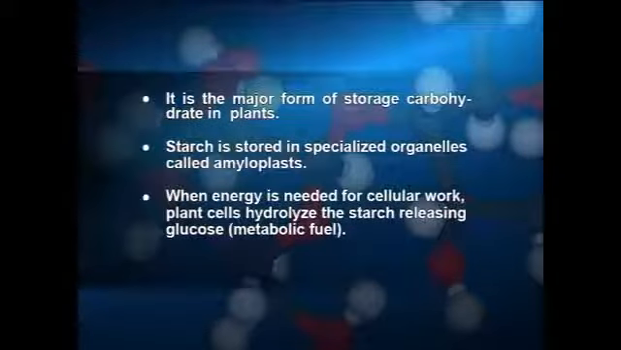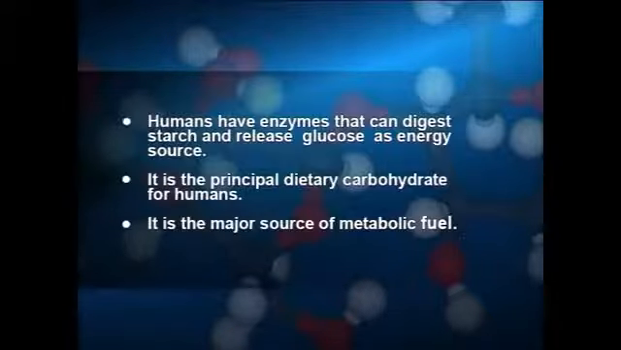Functions of starch. Let us highlight the major functions of starch. It is the major form of storage carbohydrate in plants. Starch is stored in specialized organelles called amyloplasts. When energy is needed for cellular work, plant cells hydrolyze the starch, releasing glucose, which is a metabolic fuel. Humans have enzymes that can digest starch and release glucose as energy source. Starch is the principal dietary carbohydrate for humans. It is the major source of metabolic fuel, that is, glucose.